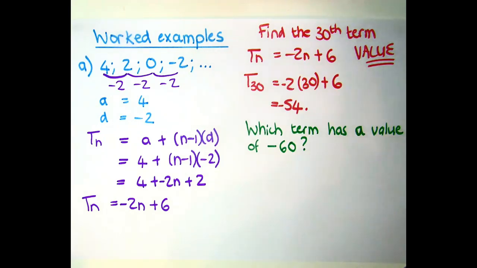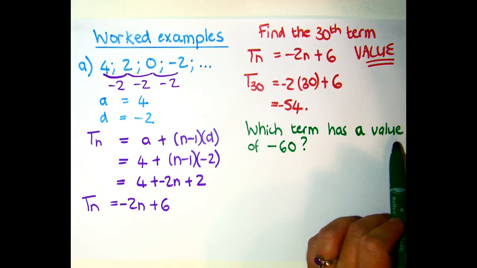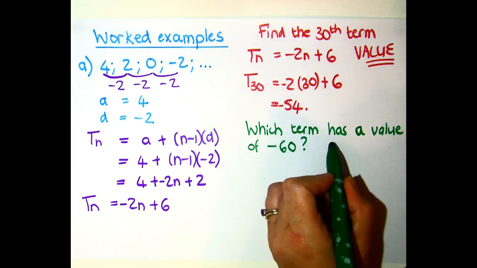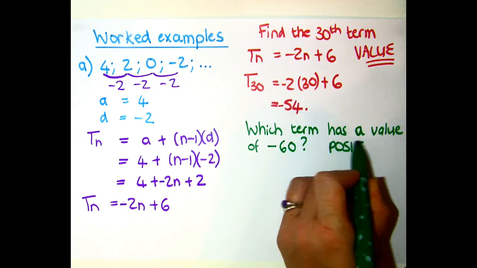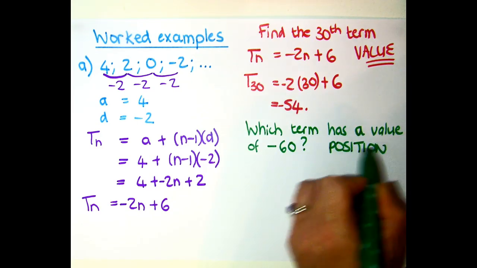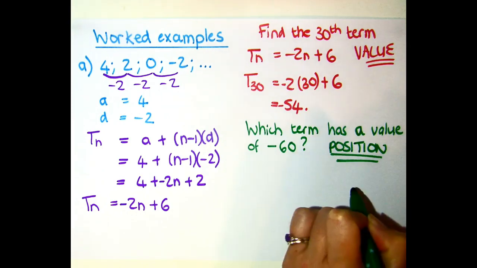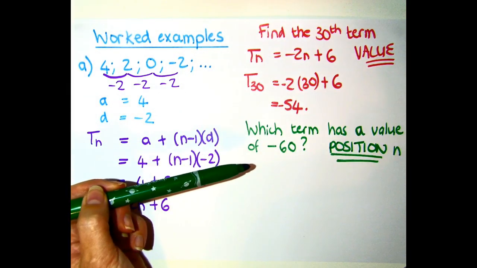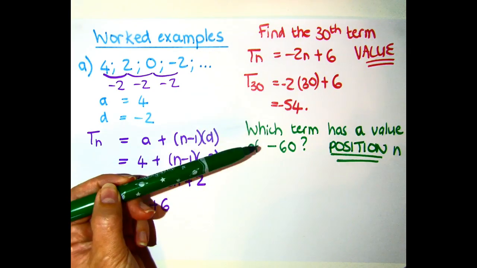Which term has a value of negative 60? So remember, they've given you the value. They're saying that the value of the term is negative 60. So what they're asking for is the other thing. They're asking for the position. So they're asking for the n. That's pretty much the only mistake you can make with these basic questions, is mixing up these two.